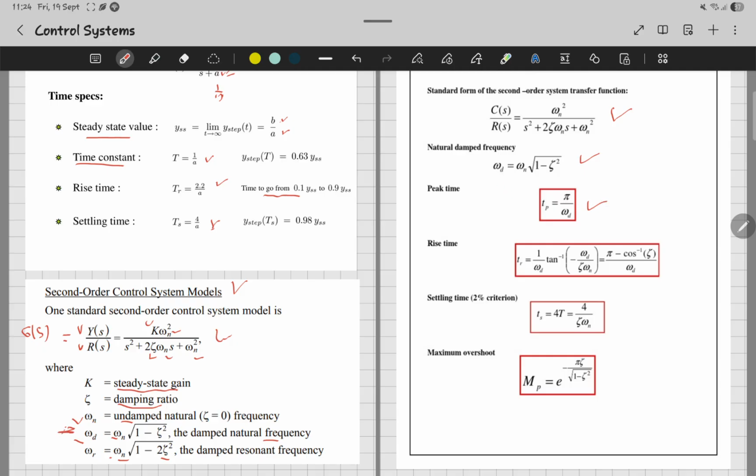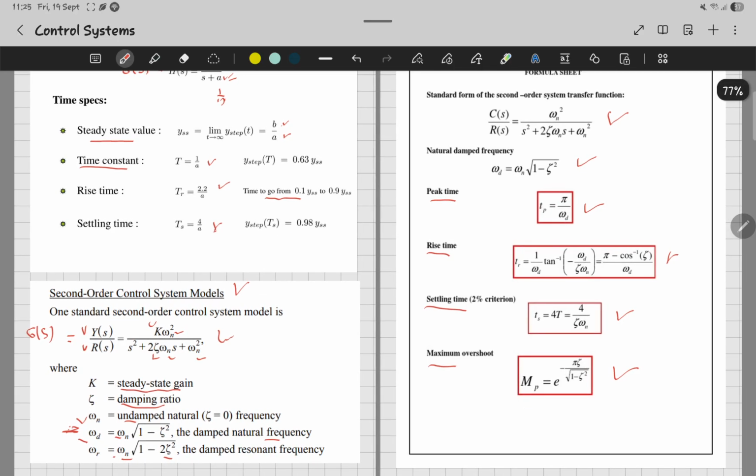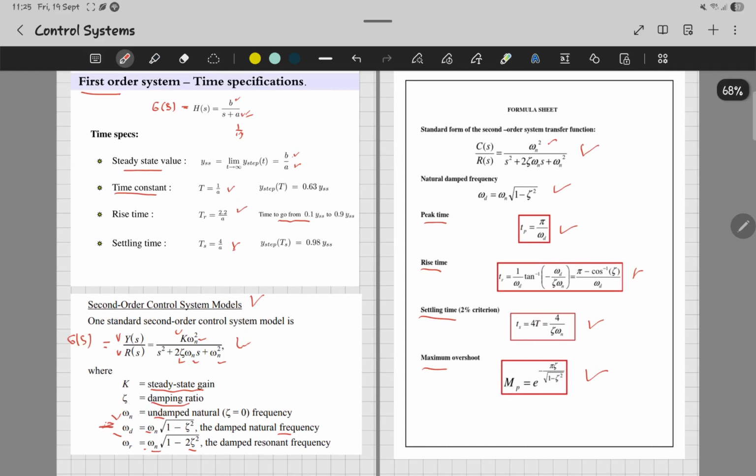You can use this one to solve for the peak time, and this one for the rising time. You can use this formula for the settling time and maximum overshoot. You can use this formula. And remember, all the unknowns, you're just going to get them from that equation. So now this is based on the graph.